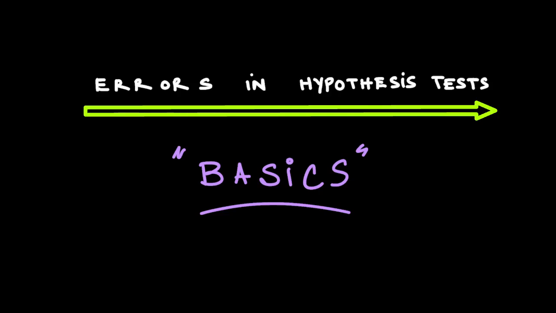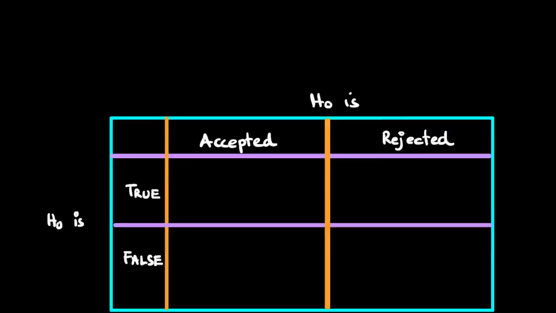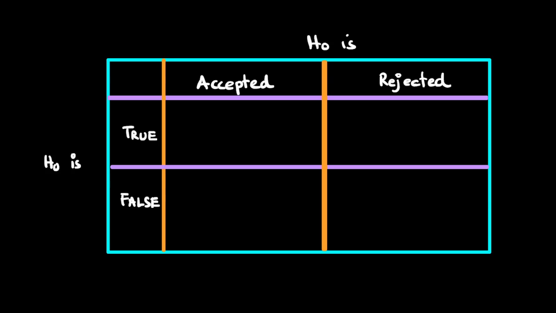In this video, we will understand the type of errors that could occur in a hypothesis test. Let's look at this table. In this table, we have a possibility for a true null hypothesis, a false null hypothesis, and decision making related to H0. It could be accepted, it could be rejected.